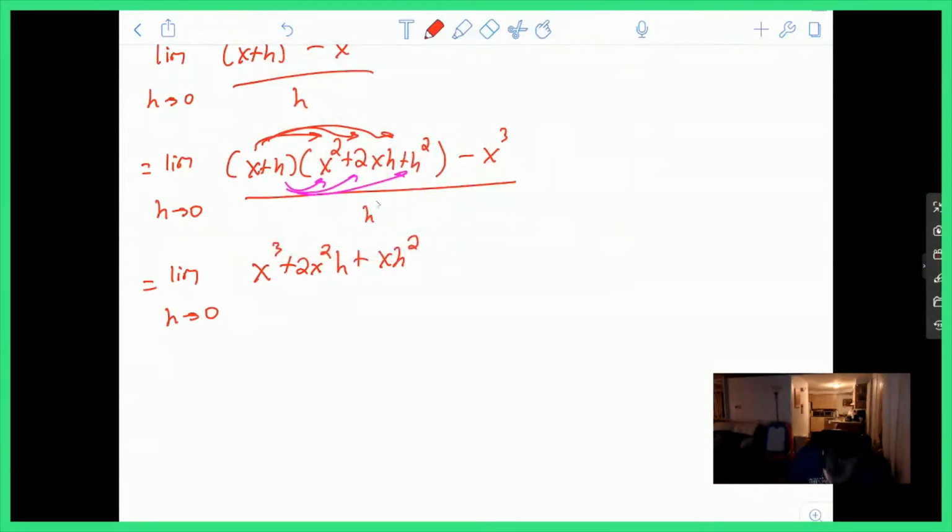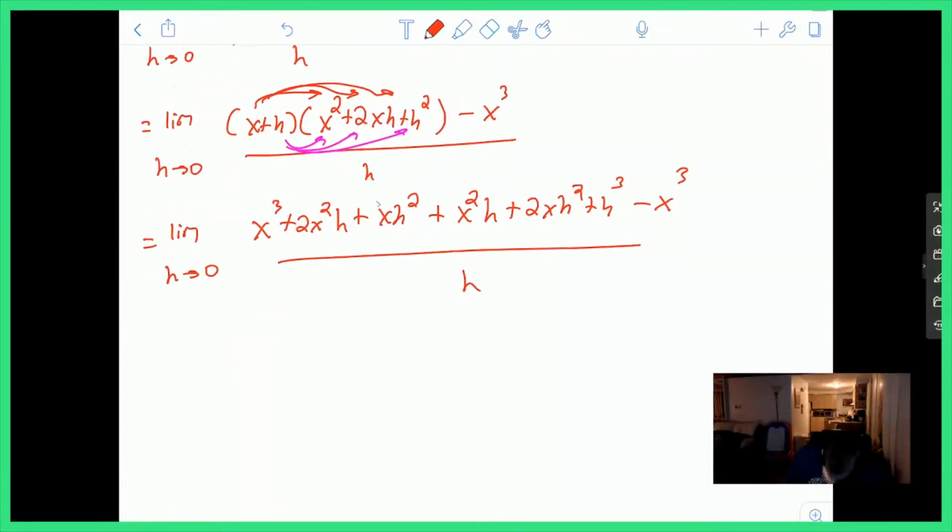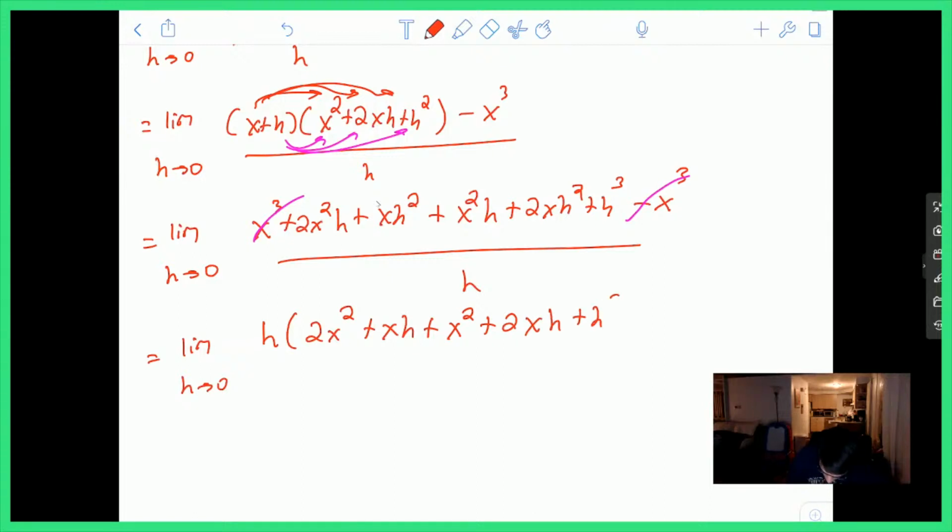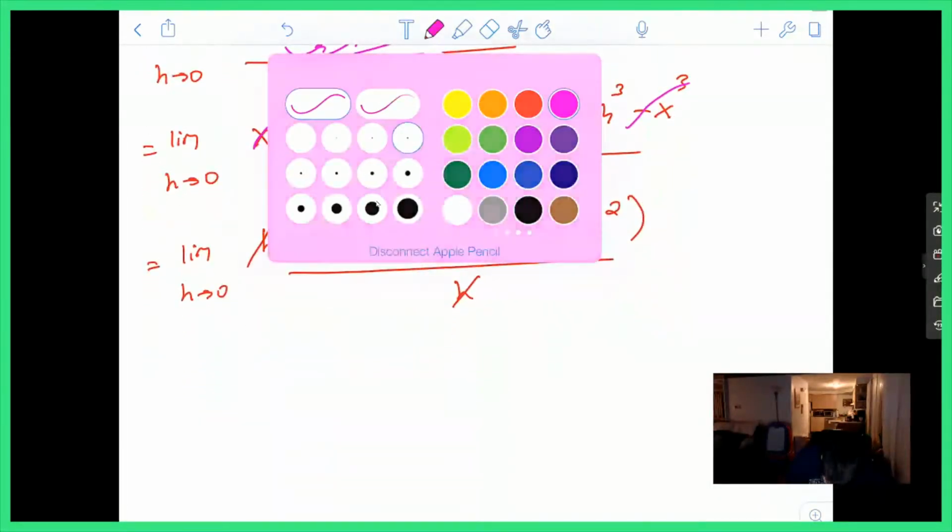So this is now equal to plus x squared h plus 2xh squared plus h cubed minus x cubed over h, okay? Let's see what cancels for me here. Negative x cubed and x cubed, gone, and nothing else. So why don't we do the limit as h goes to 0 of, let's pull an h out of everybody. So h, parenthesis, 2x squared plus xh plus x squared plus 2xh plus h squared over h. H's cancel. And then I'm going to plug my 0 right in here for h.